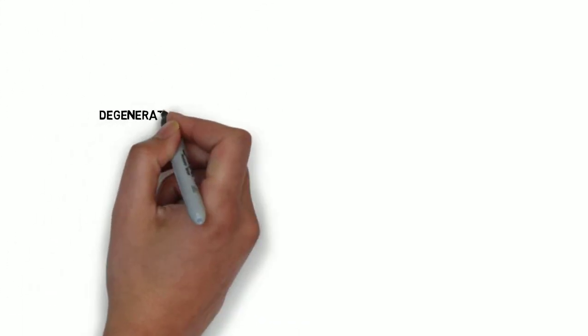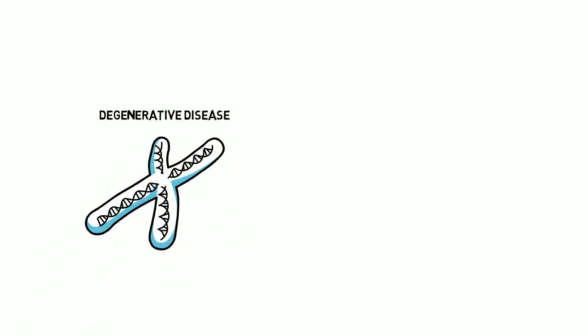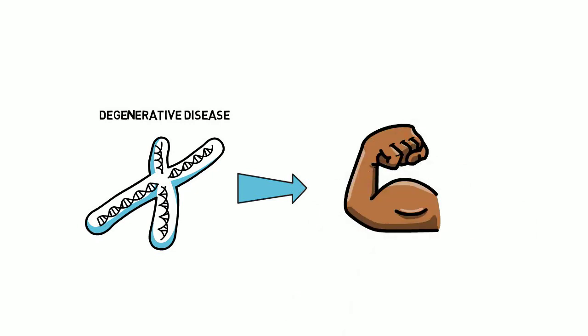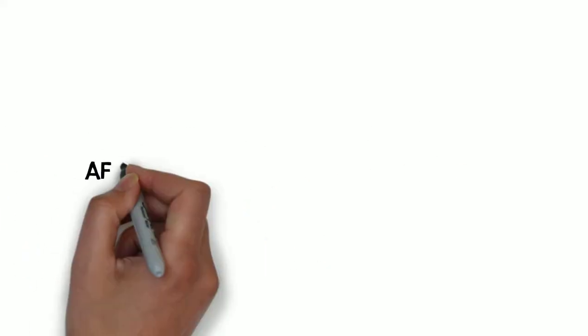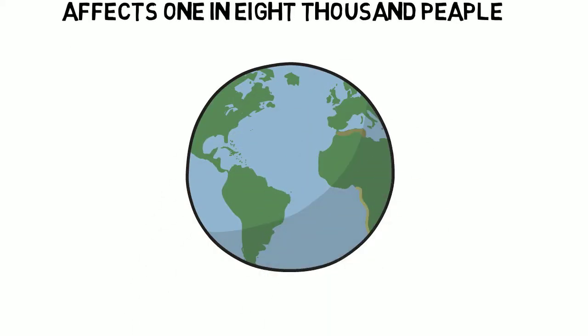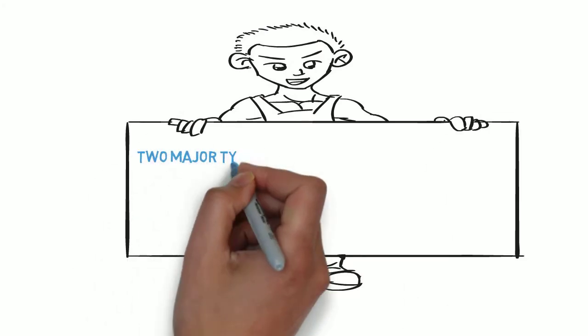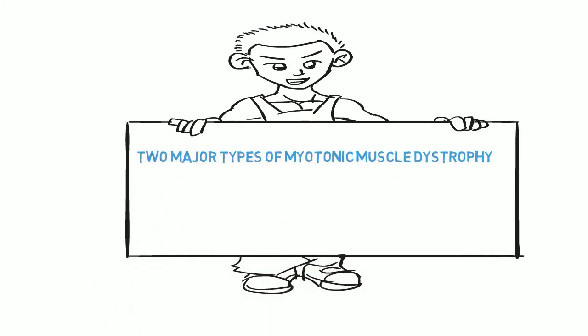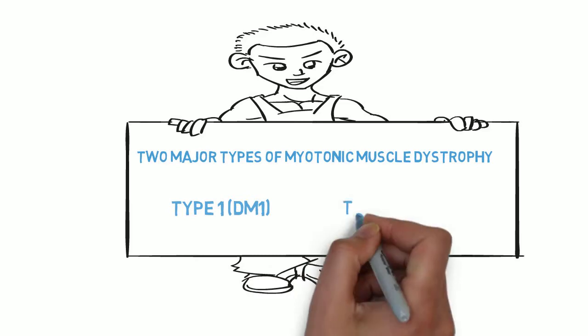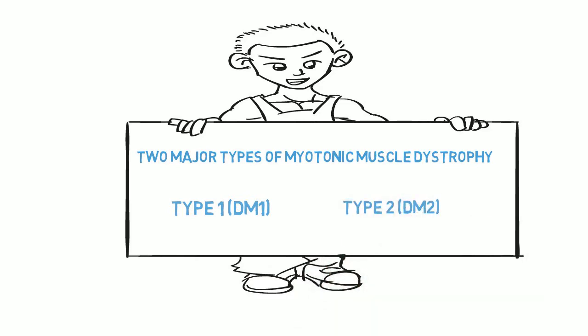It is a degenerative disease that is caused by autosomal dominant genetic mutations, which lead to sustained muscle contractions, making them unable to relax. It affects 1 in 8,000 people worldwide and impacts their quality of life. Myotonic muscular dystrophy is classified into two main types: type 1, or DM1 for short, and the less severe type 2, or DM2 for short.